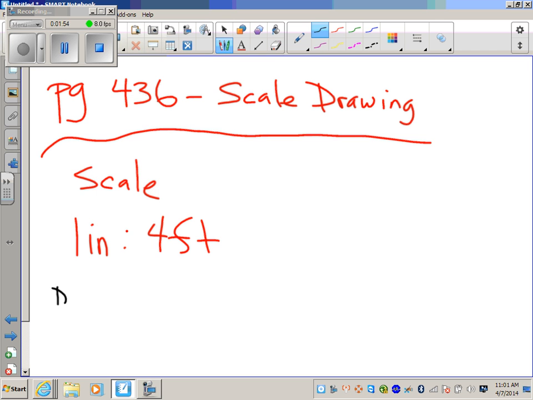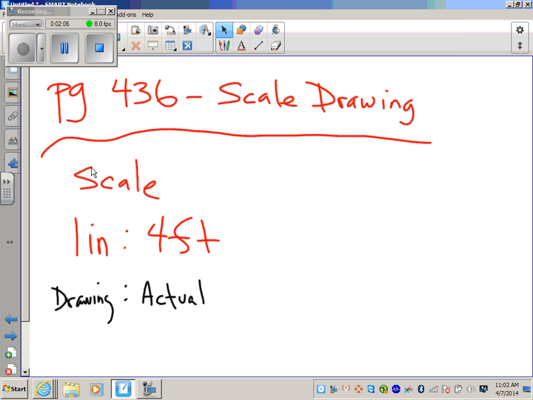1 inch in the drawing is equal to 4 feet in real life, or the actual. Okay? So it's shrunken down. Think of where else you see scales like this. On a map. And maps are always shrunken down, because if they weren't, the map itself would be the same size of the area that it's mapping.